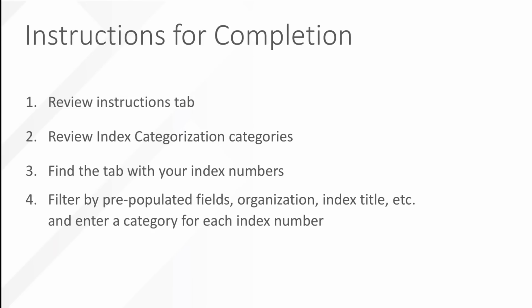So I'll show a sample in a second, but what it's going to look like is the first step is to review the instructions tab on the sheet. Then review the index categorizations to make sure that you're familiar with what's out there. Then you're going to find where your data is, and then go through and use the various fields to filter, use the pre-population information, whatever you need in order to categorize all of your index numbers. So let's go live to the system right now.